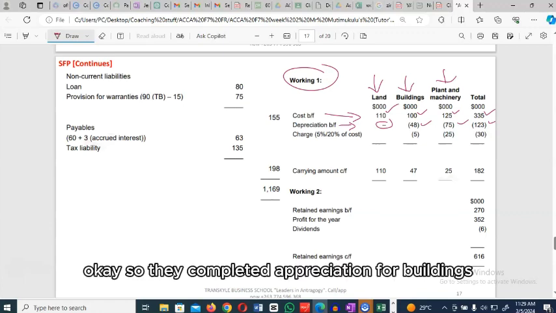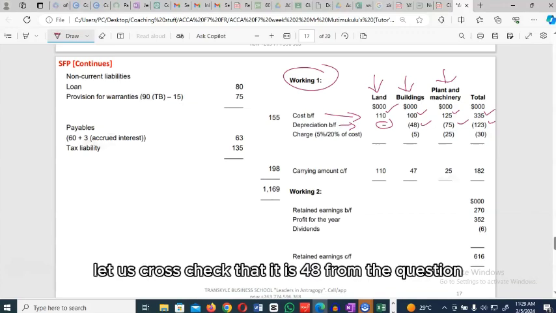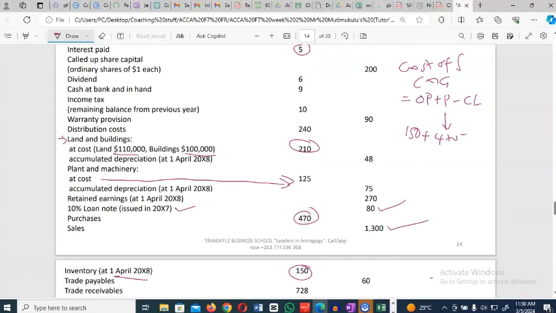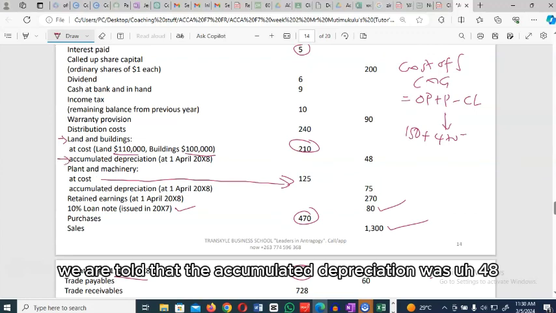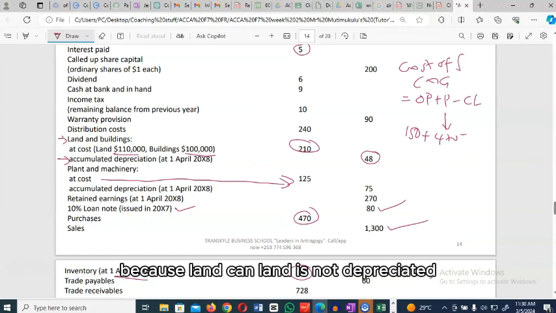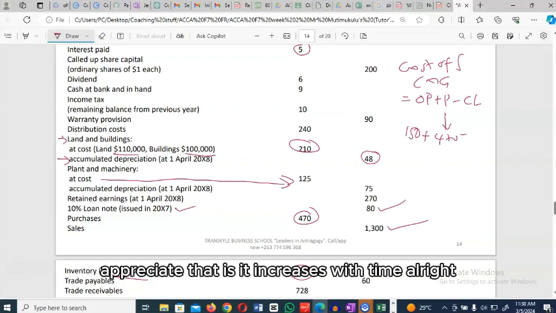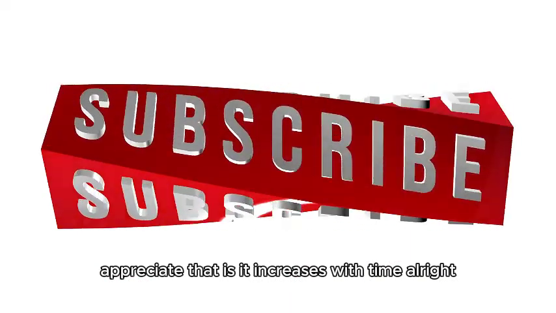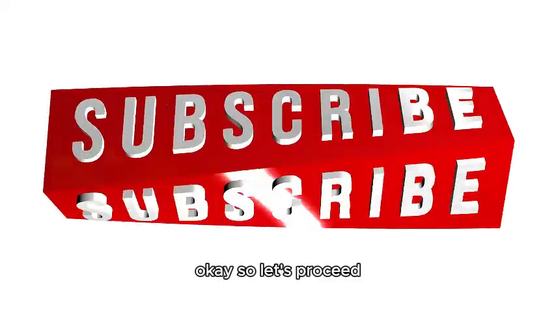Okay, so the accumulated depreciation for buildings, let's cross check that it is 48 from the question. So for the buildings, we are told that the accumulated depreciation was 48. This is for buildings. Why? Because land cannot depreciate in value. Land's value usually appreciates, that is, it increases with time. All right. Okay, so let's proceed.